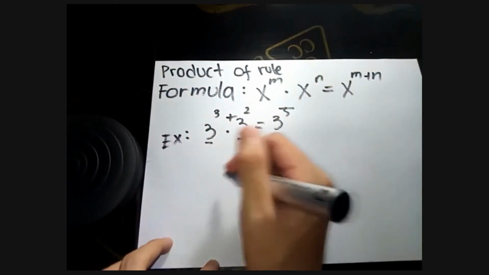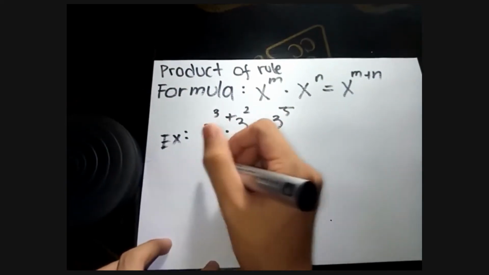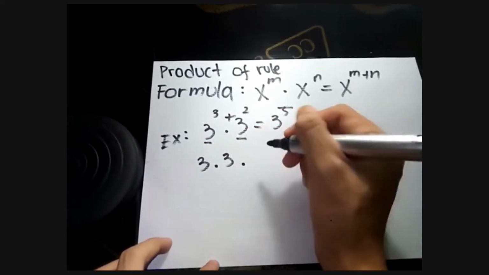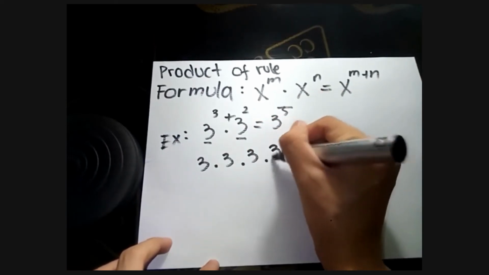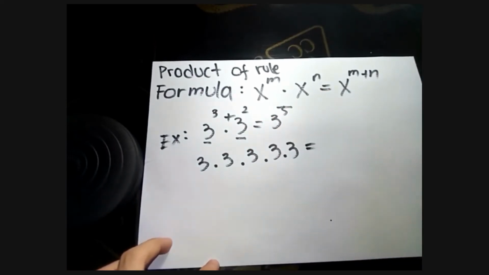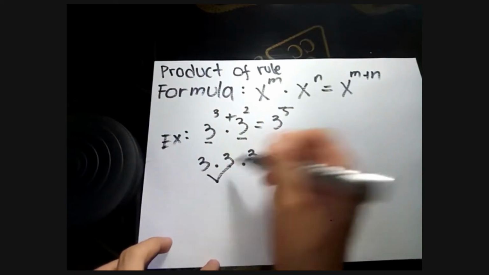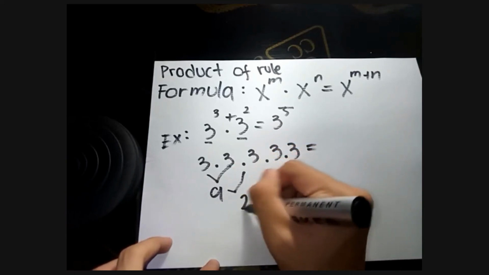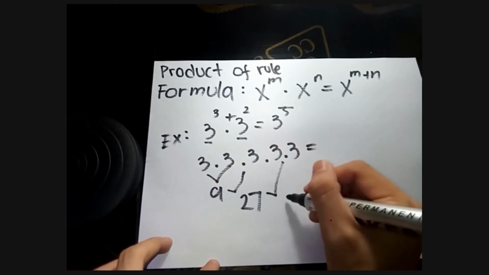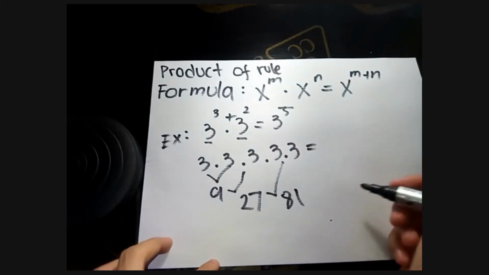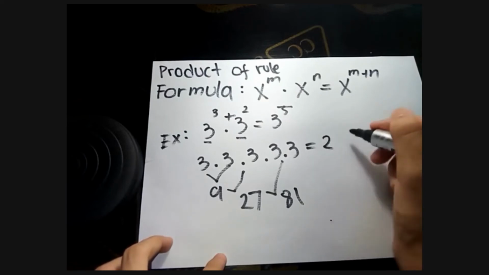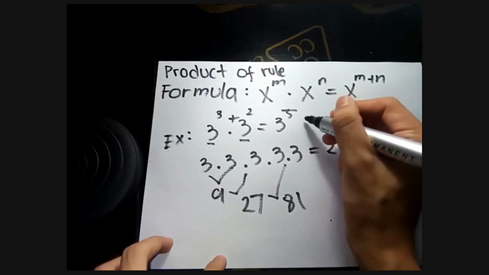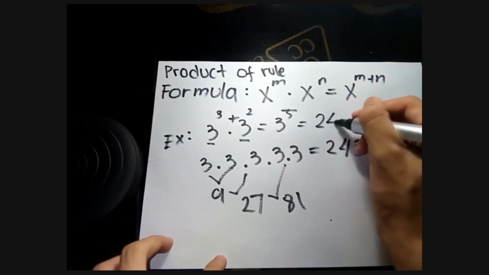So to simplify, we're going to multiply 3 five times. 3 times 3 times 3 times 3 times 3 is equal to: 3 times 3, 9. 9 times 3, 27. 27 times 3, 81. 81 times 3 is 243. So our answer for the product rule is 243.